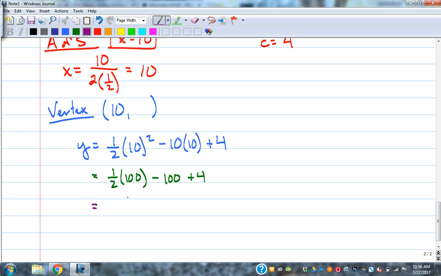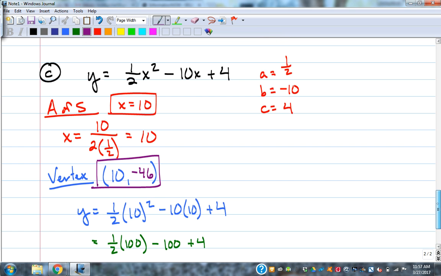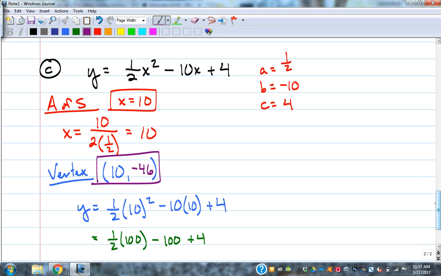That's 50 minus 100 is -50, plus 4 would be -46. There's our vertex. Is that a max or a min? Why? A is positive 1/2. So that's going to make it a minimum.